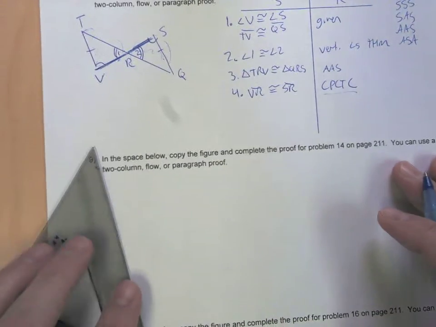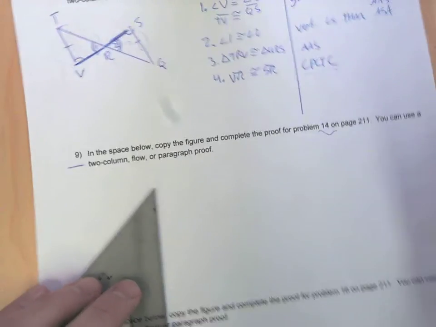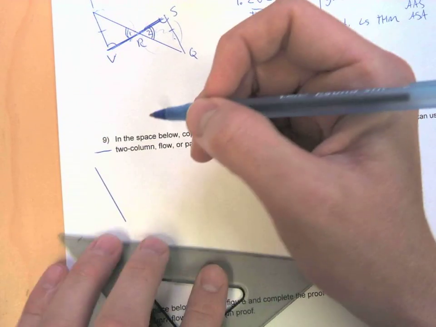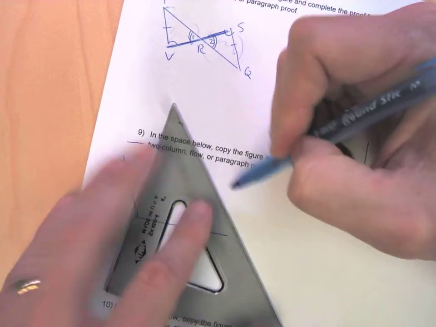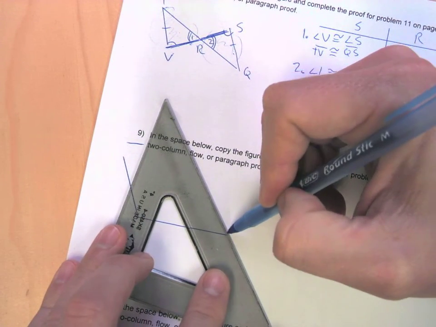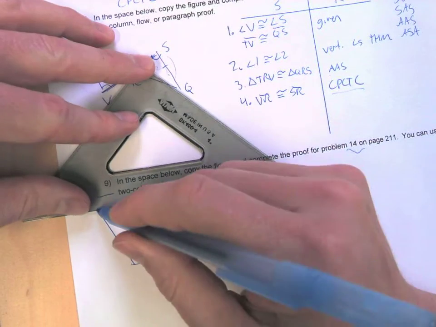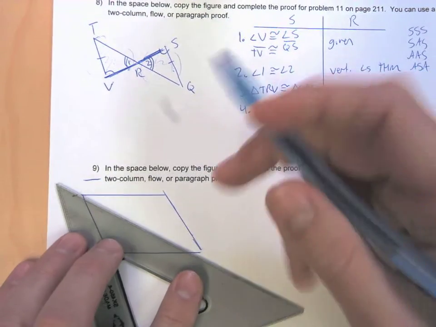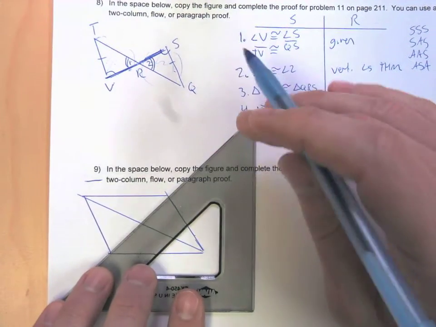All right, so let's look at this next one. It's number 9 on your worksheet, but in your book it's number 14. So we have kind of a parallelogram idea. Let's see if I can make these kind of parallel. Not too bad. Okay, so we have something like that. I know it's not perfect, but close enough. It's also got this X through it.